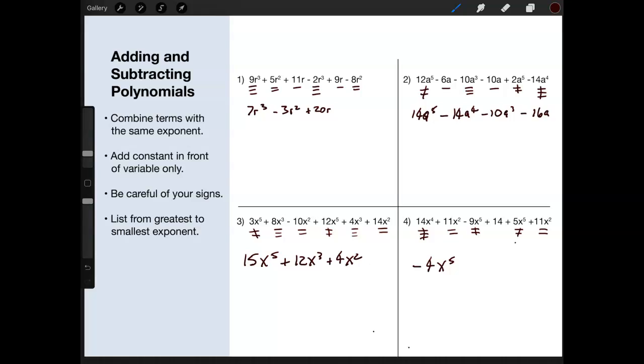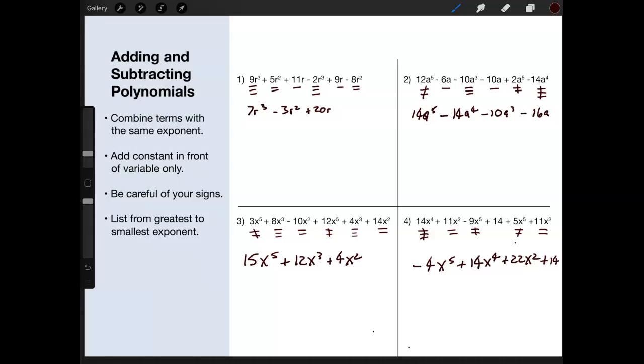14x to the 4th by itself. We have positive 11x squared plus 11x squared, 22x squared, plus 14. And that is our final answer.